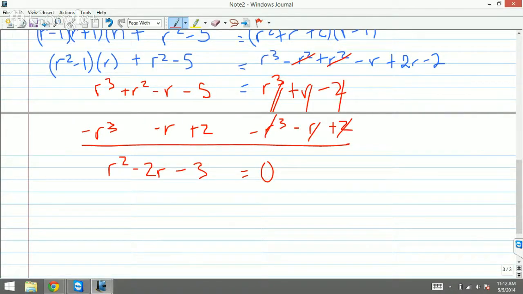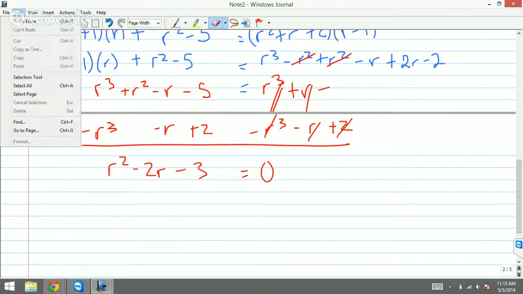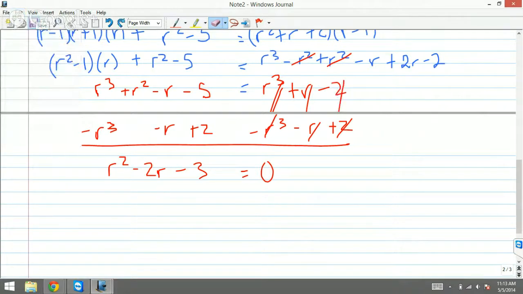Guess what? You done? Nope. R minus 1, minus 1. Oh, wait. Negative 2 R's. So I move the 2. And then move the R and the R cubed all over to the left side so I can get 0.